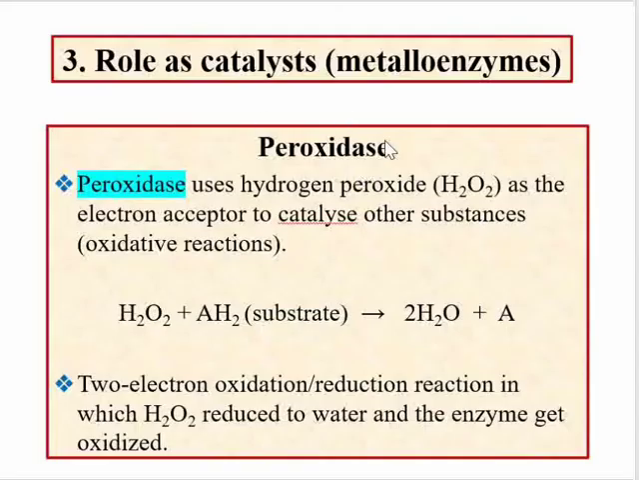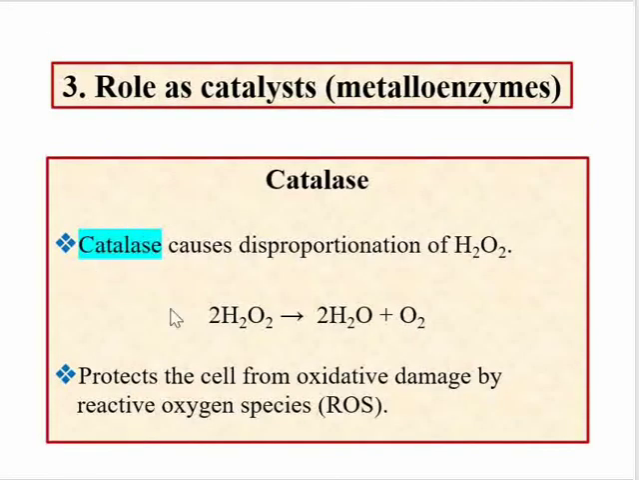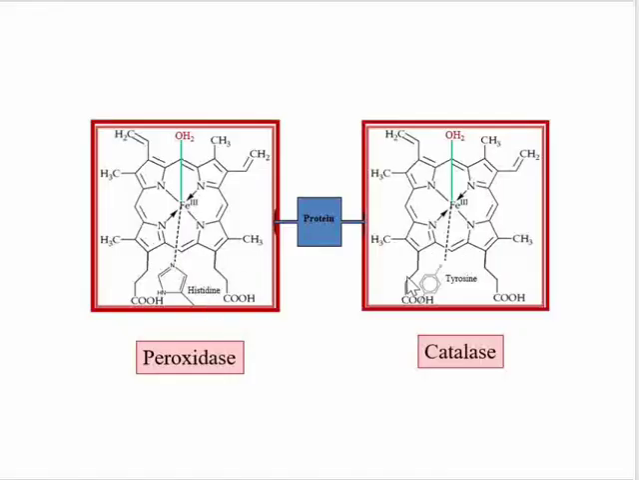The other enzymes are peroxidase and catalase, which we had already studied. The peroxidase enzyme can convert hydrogen peroxide to water, while the catalase enzyme can disproportionate the H2O2 to H2O and O2. We had already discussed their mechanism in detail. These are the structures of peroxidase and catalase, and the only difference in their coordination is that there is a histidine in peroxidase that is directly attached to the Fe3 center, while there is a tyrosine that is attached directly to the Fe3 center in the case of catalase.